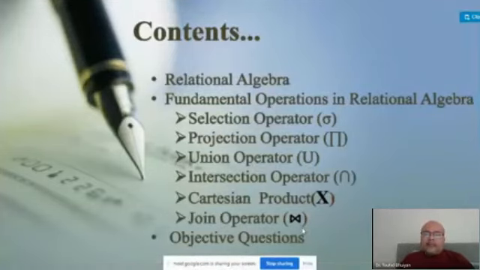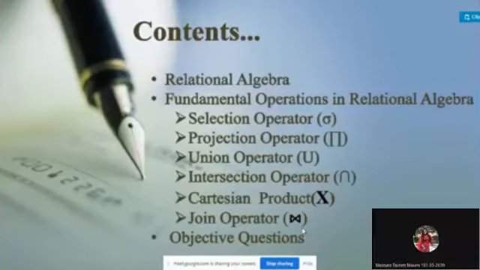So, can you follow what I'm trying to say? Do you understand the fundamental operations in relational algebra? Can you remember? Sigma represents selection, pi represents project. Union is U, intersection is upside down U, I mean reverse U. Then Cartesian product is X and the join operator is X closed on both sides. Up to this, any question? Do you understand what I'm trying to say? Yes, sir.